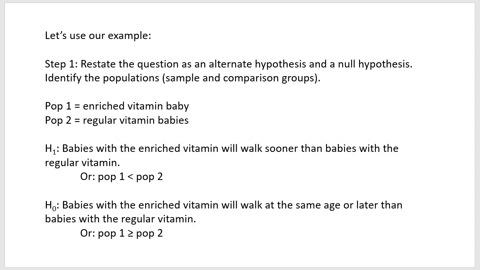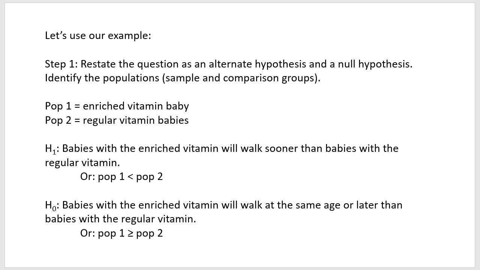The alternate hypothesis for this is that babies with the enriched vitamin will walk sooner than babies with the regular vitamin. Again, it's one single baby with the enriched vitamin. Another way of saying that is that population 1 will be less than population 2. Population 1 is the enriched vitamin baby. Population 2 is the regular vitamin babies. We think that the baby with the enriched vitamin will walk earlier than babies in general.